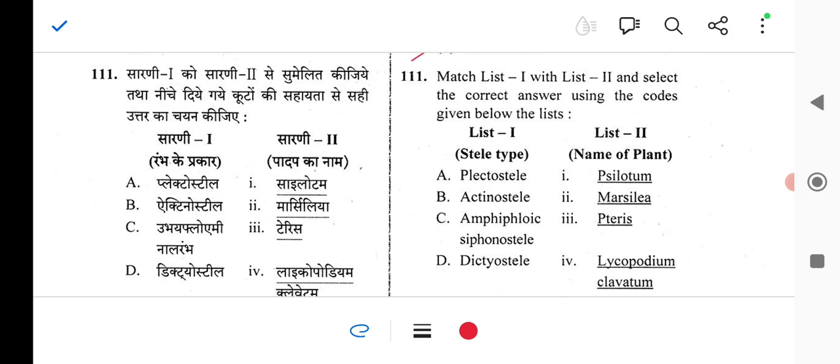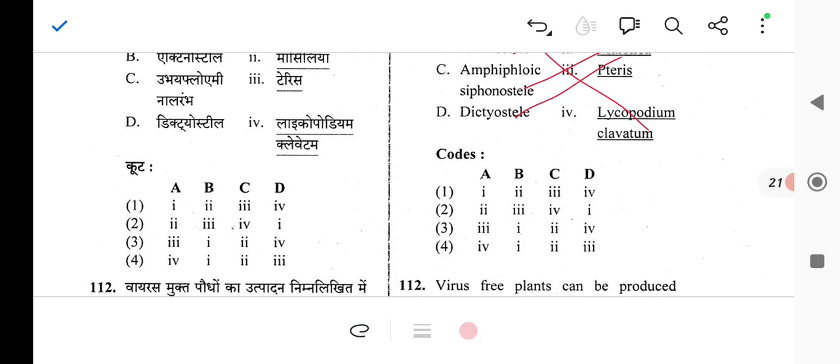Next is match the type of stele. So plectostele you will find in Lycopodium. Actinostele in Psilotum. Amphiphloic siphonostele you will find in Marsilea, and dictyostele in Pteris. So the answer here is D.